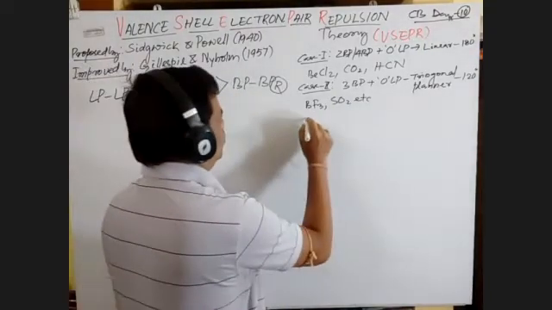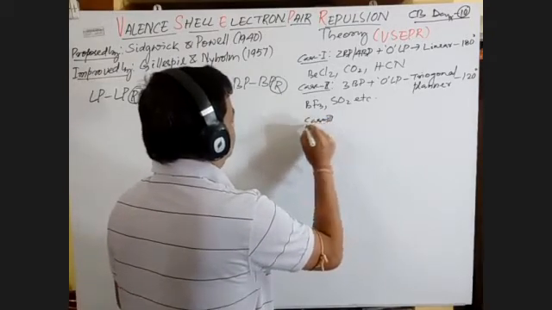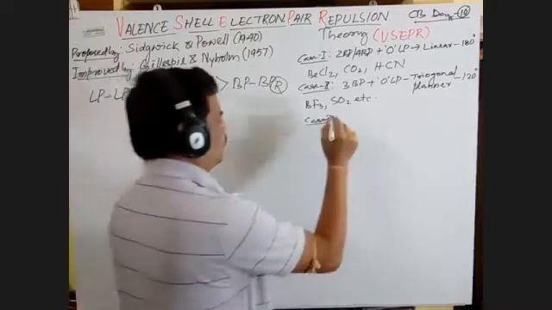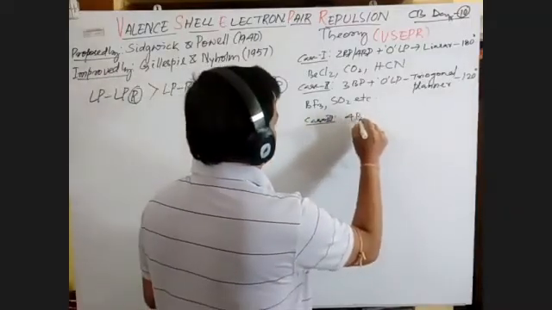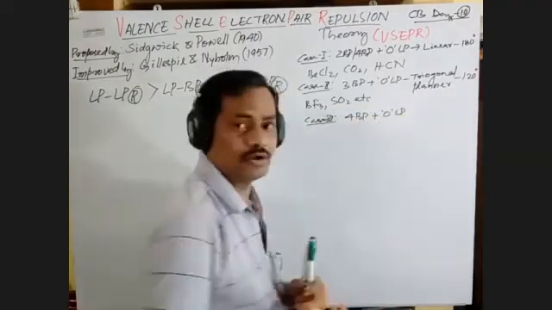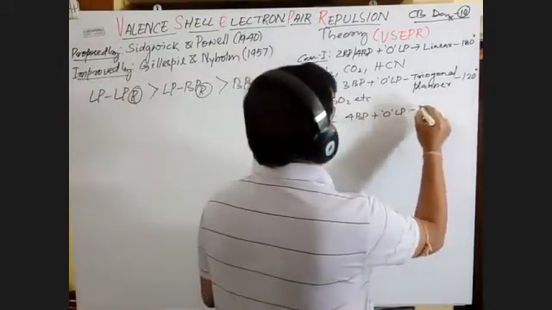Case three we discussed already. Under case three, if there are four bonded pairs with zero lone pairs of electrons, the structure will be tetrahedral.